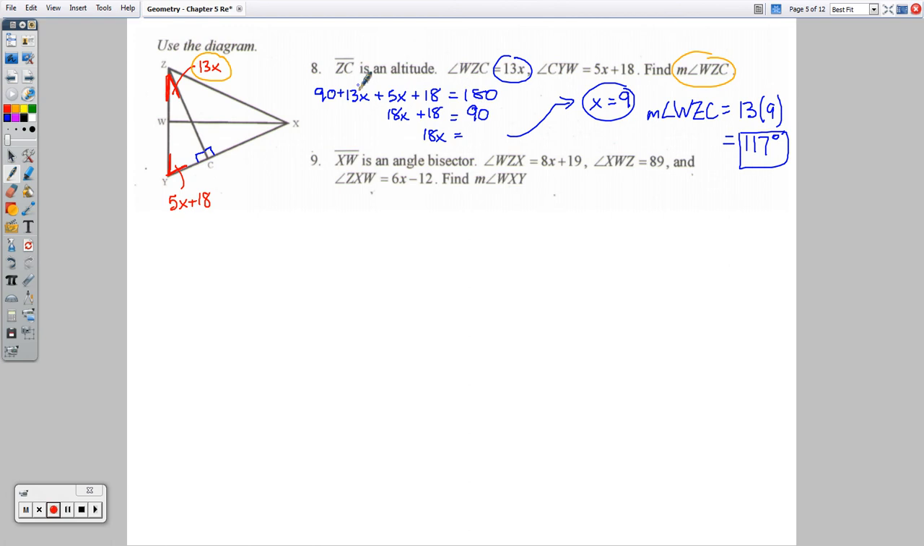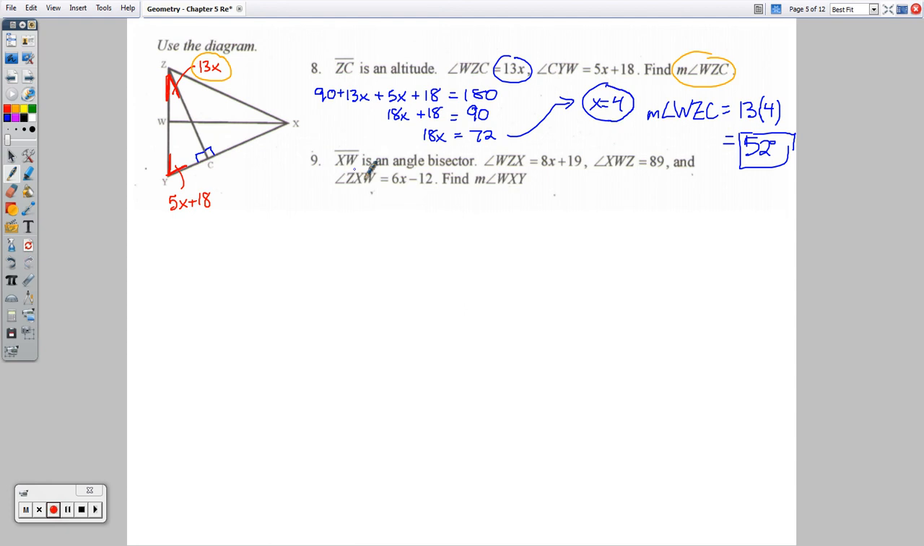So if you subtract 90 from both sides, you'd have that. You subtract 18, then you're going to have 72. This would be 4 then. What the heck just happened there? I'm not sure what happened there. So that'd be 4. And you plug in 4, 13 times 4 would be 52 degrees. So that's what we want on this one.